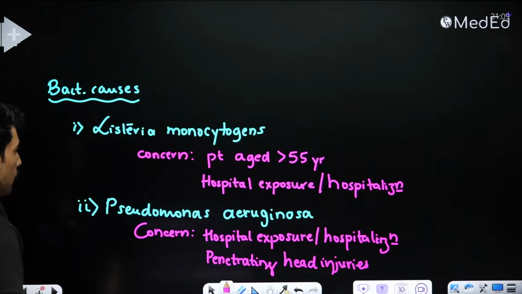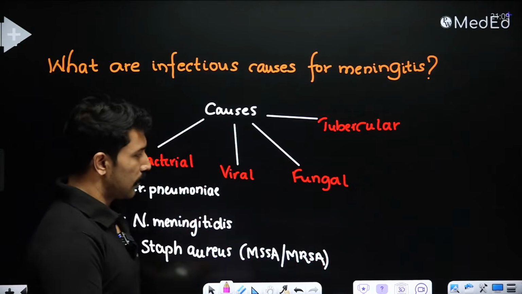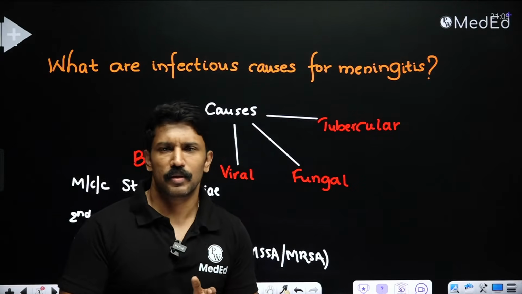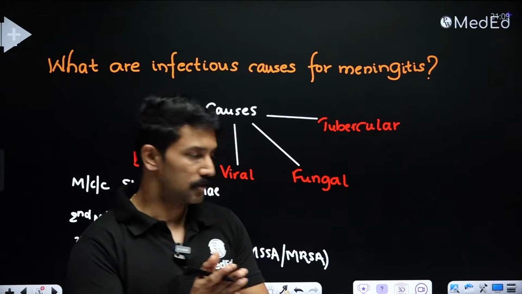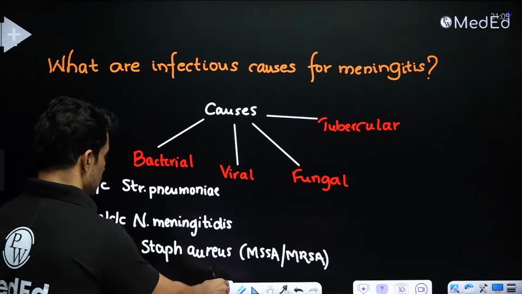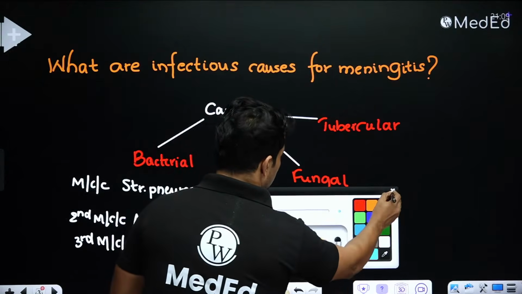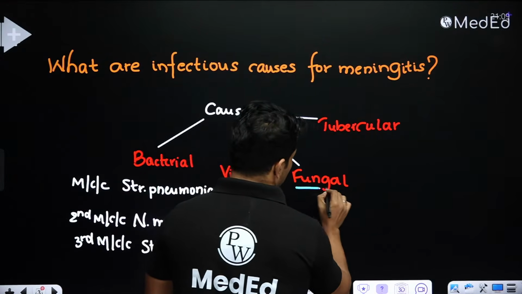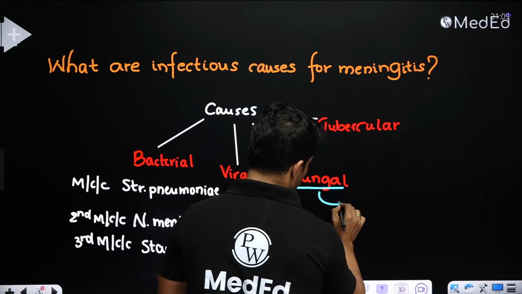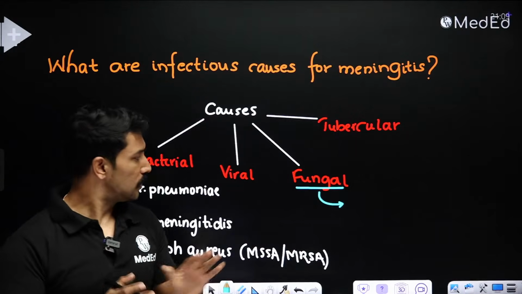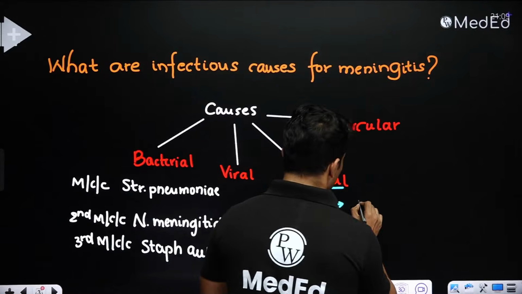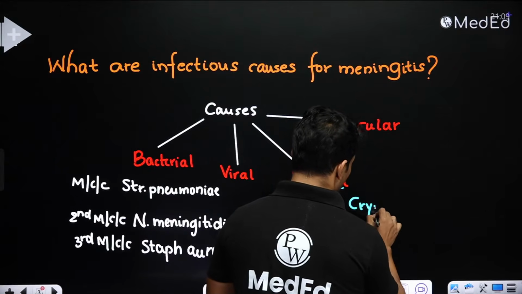Okay, now going back, there could be viral causes. We don't have to remember the names of the viruses. Literally, you name a virus, it can cause meningitis. Then fungal meningitis. When it comes to fungal meningitis, what I want you to remember is, number one, it is more common in immunocompromised individuals. An important organism that you need to remember is Cryptococcus neoformans.